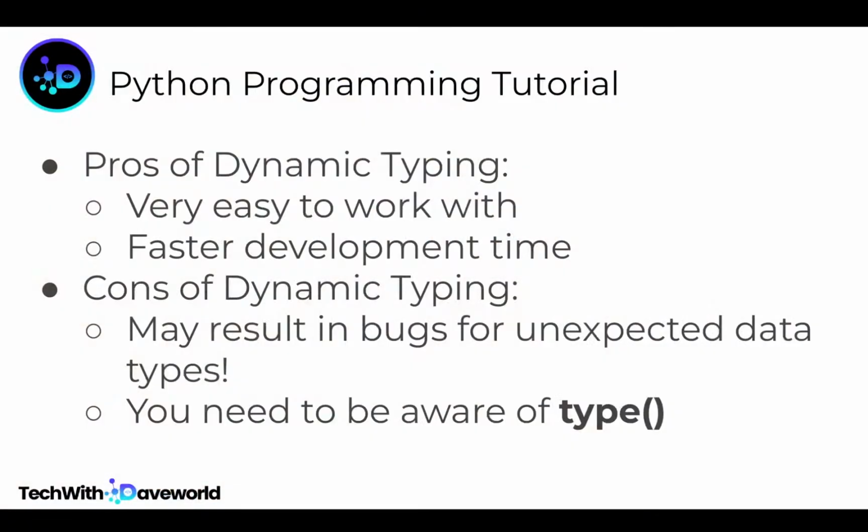This next one is a list. This is a dictionary, right? So that's what this type function in Python does. It tells you the data type of that particular variable name that you are using.